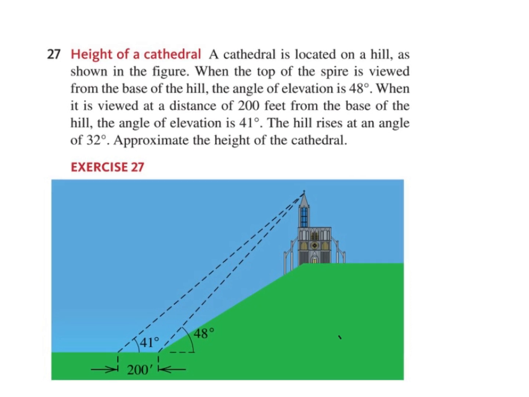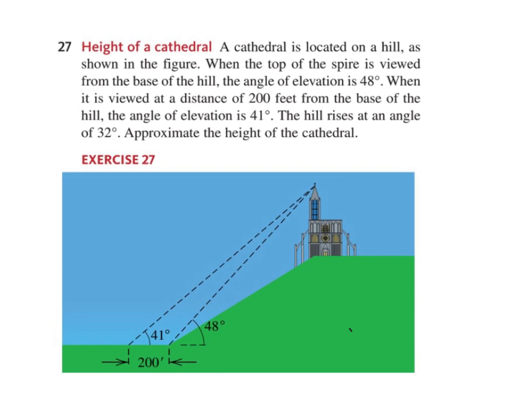And we'll read it, and then we'll move this here. A cathedral is located on a hill, and the top of the spire is viewed from the base of the hill. The angle of elevation is 48, and the distance is 200 feet from the base. The elevation is 41. The hill rises at an angle of 32 degrees. So this little angle right here is 32 degrees, so that makes this 16 degrees in that position.